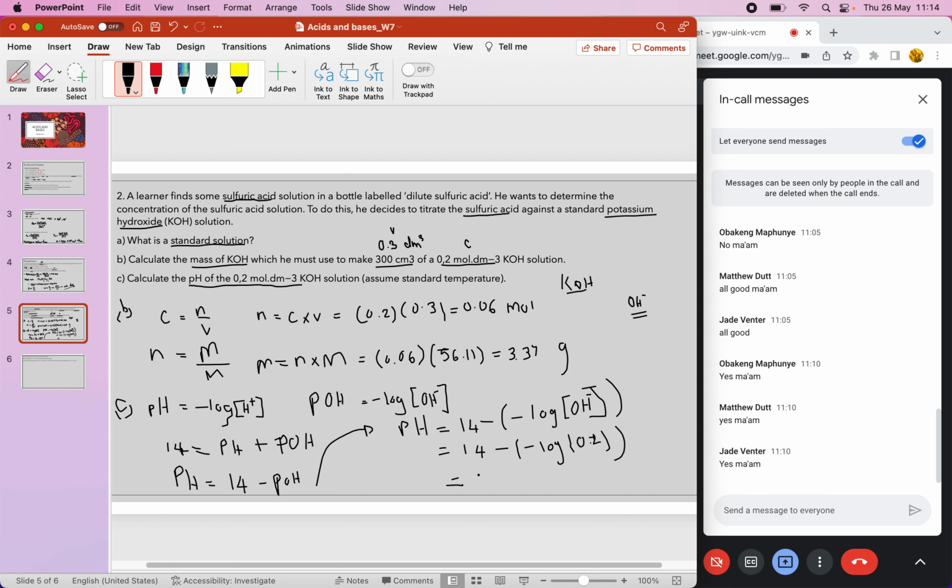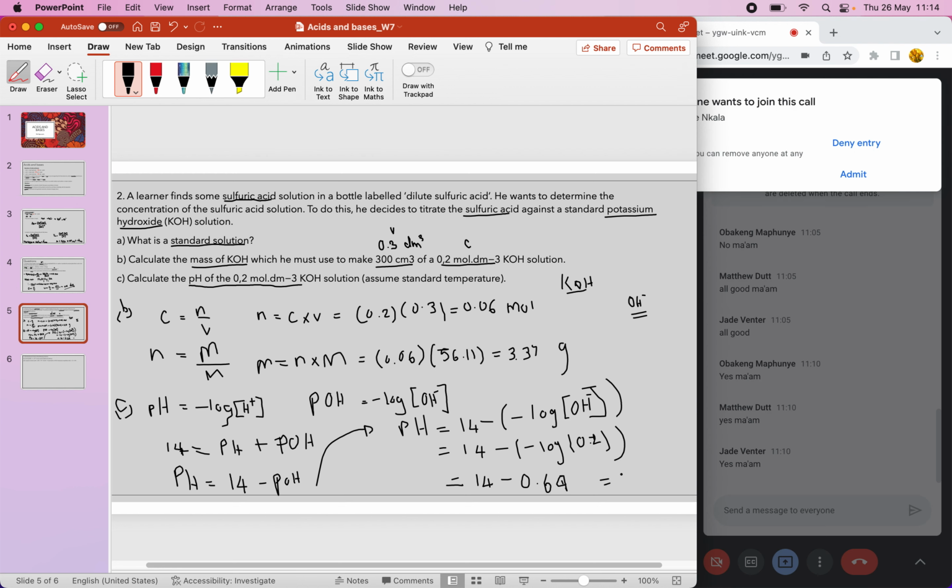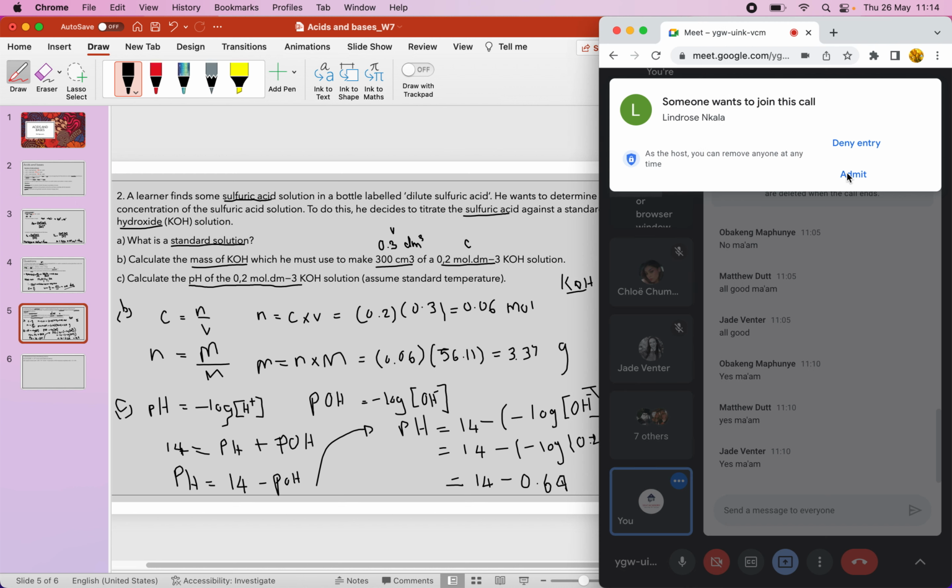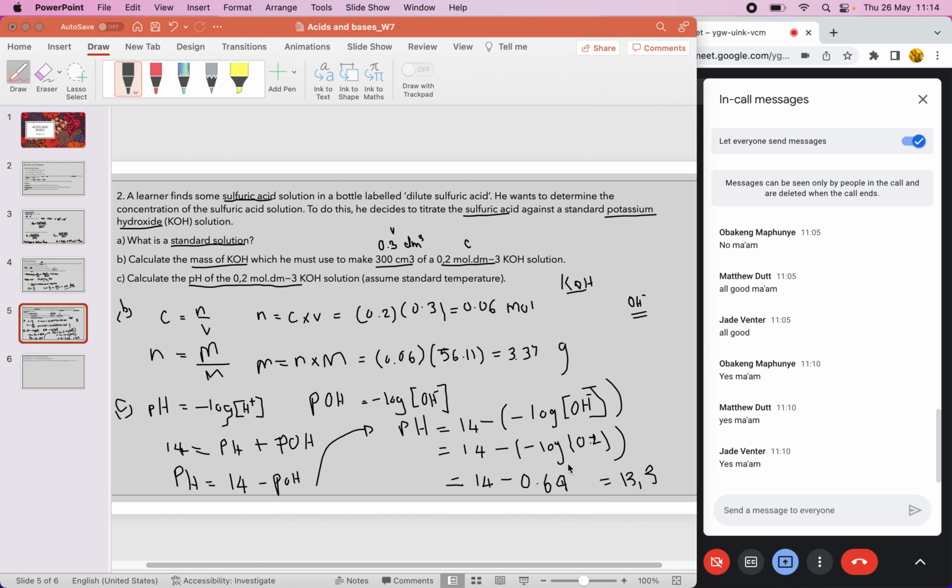Or you can just say 14 minus, when you punch negative log 0.2 in the calculator, you will get 0.69, and the pH in this case is going to be equal to 13.3. And that's how you calculate the pH. Did you see that, guys? Or maybe it's too much to take in one go.